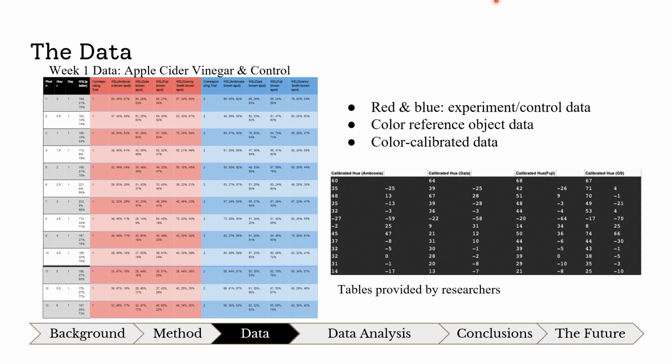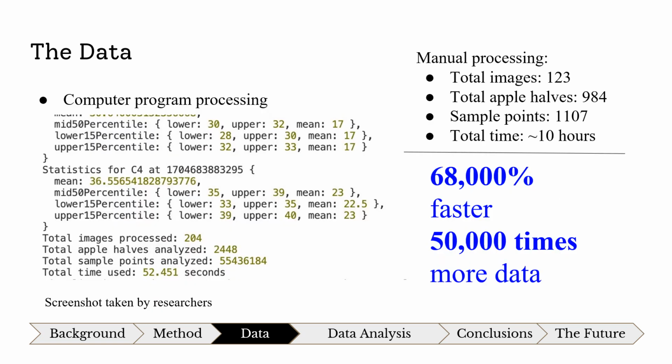Then we process the raw data into calibrated data by subtracting the HSL values of the apples from the color reference object, which is the platter. We also recorded the manual and automated processing times. This is the processing information from both the computer program and manual processing. As shown, the computer program processed 68,000% faster with 50,000 times more data points than manual processing.